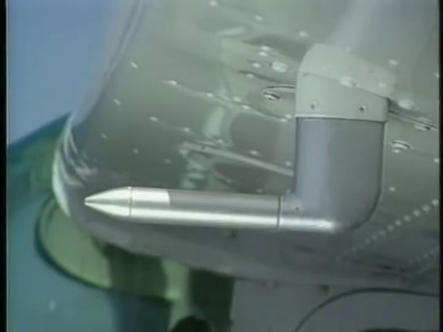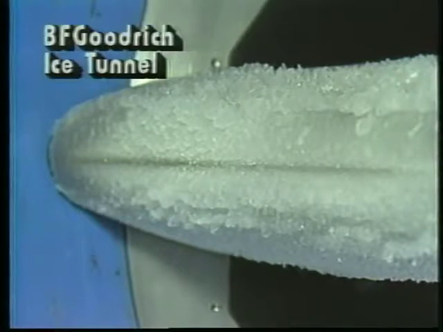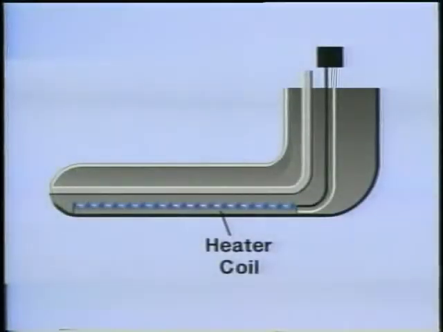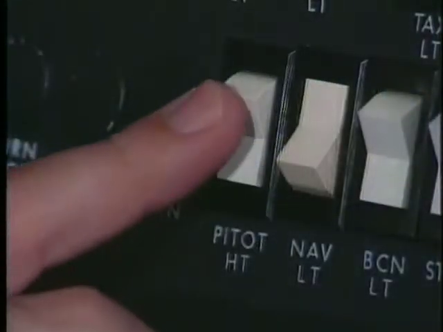Anti-ice systems prevent ice formation, whereas de-ice systems are used to free the aircraft of ice that has already accumulated. Probably the most common anti-icing device is the pitot heater. A heater coil of high-resistance metal is built into the pitot tube housing. When the switch in the cockpit is activated, the coil's high resistance causes it to heat up and prevent the formation of ice.